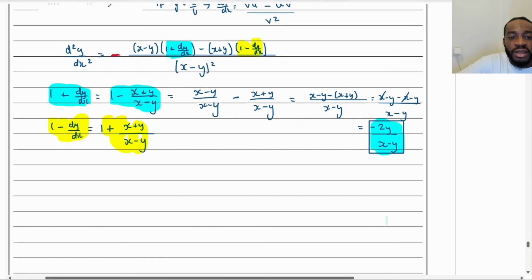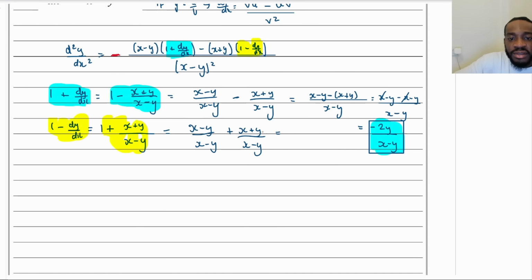And then the bottom one, we just do the exact same thing, don't we? So combining the denominators, that's going to be x minus y over x minus y plus x plus y over x minus y. And then that just becomes x minus y plus x plus y over x minus y. And then what cancels? The y's cancel, don't they? This time. So we have 2x over x minus y. Now box that. So box that.